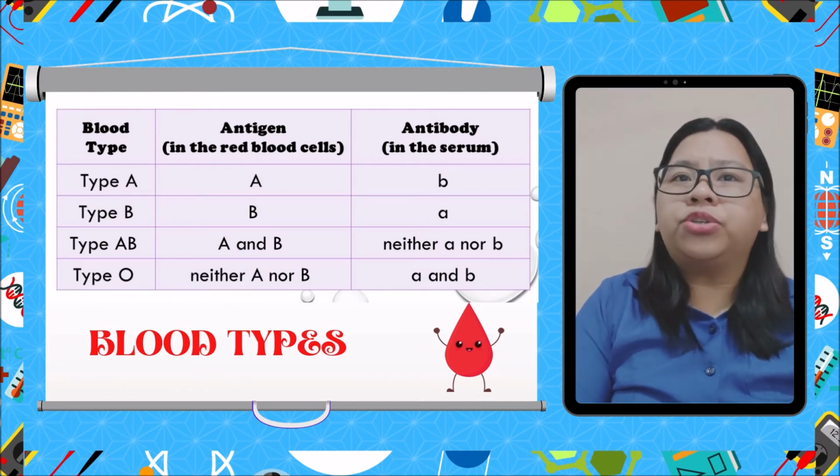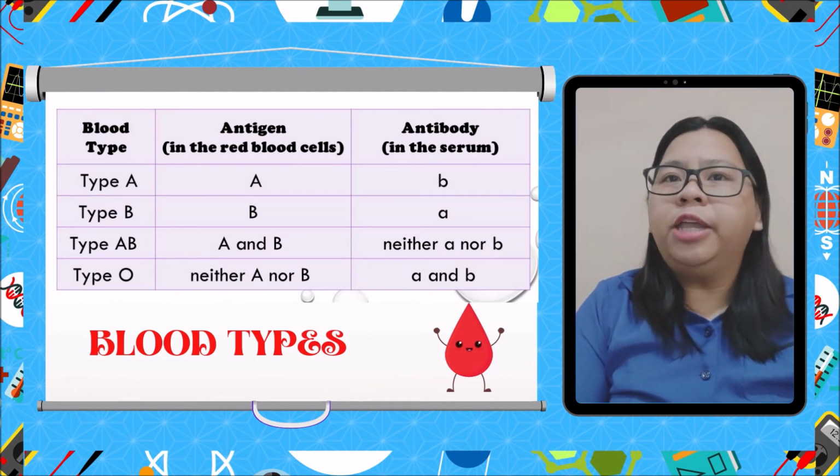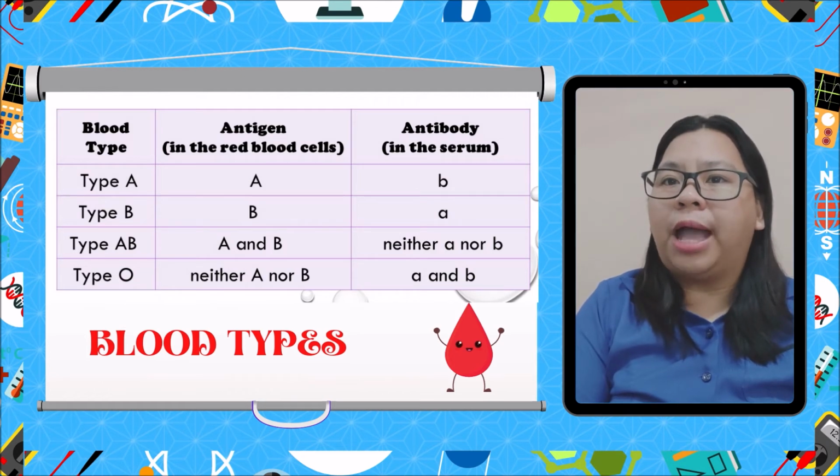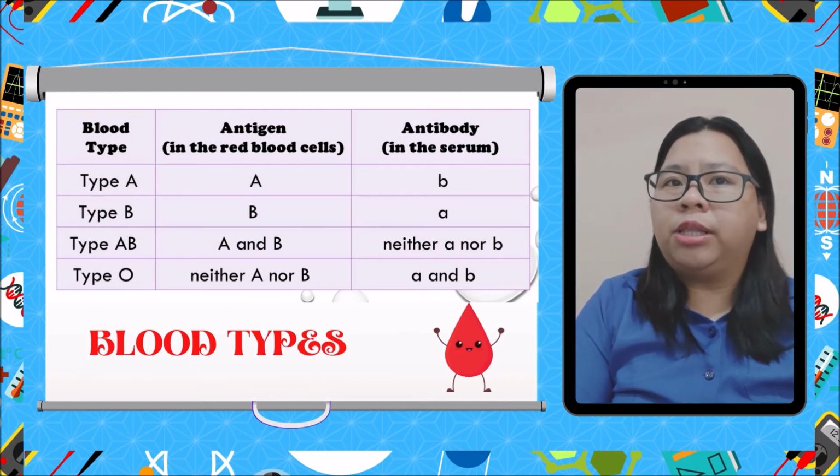Each blood type also contains an antibody against the antigen that is absent in the blood. A person cannot have the antibody against his or her own antigen. If he or she has, it will result in the clumping of the red blood cells. The clumps of the red blood cells will clog the capillaries and cause death.